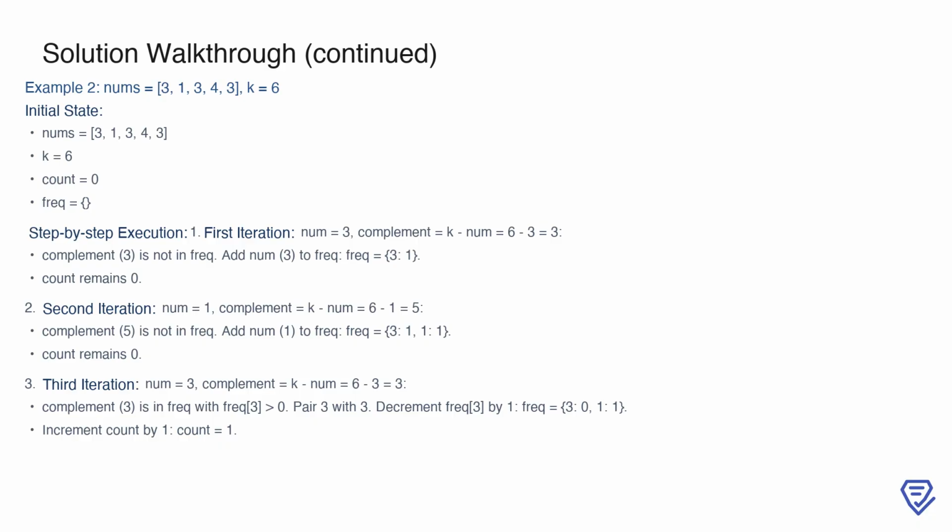Next, we process the number 1. The complement is 5, which is not in the frequency map, so we add 1 to the map, making frequency = {3: 1, 1: 1}. The count is still 0.